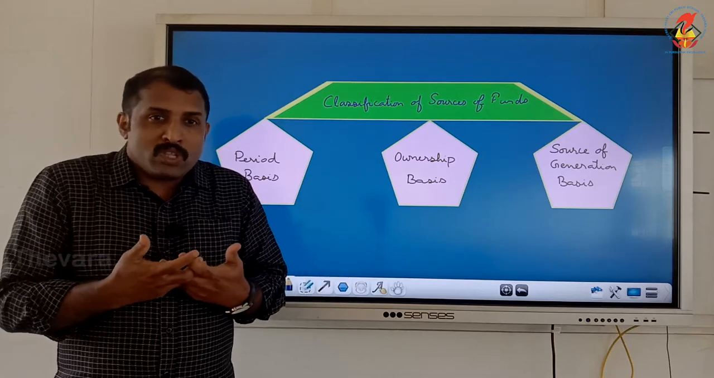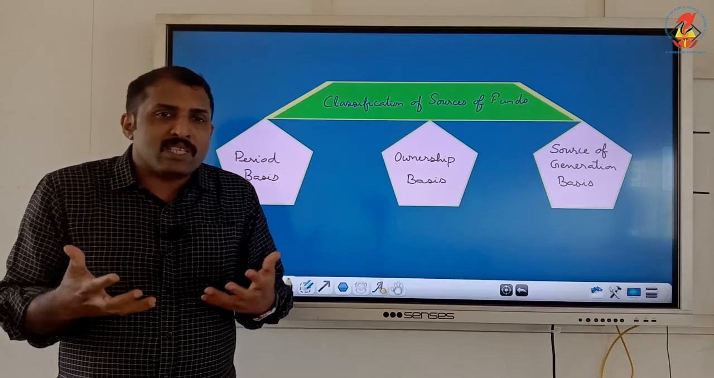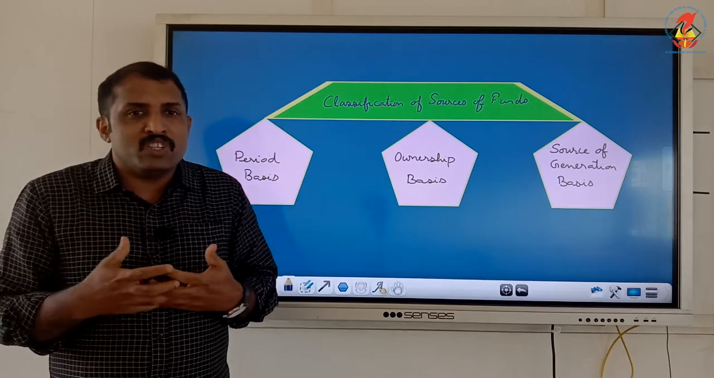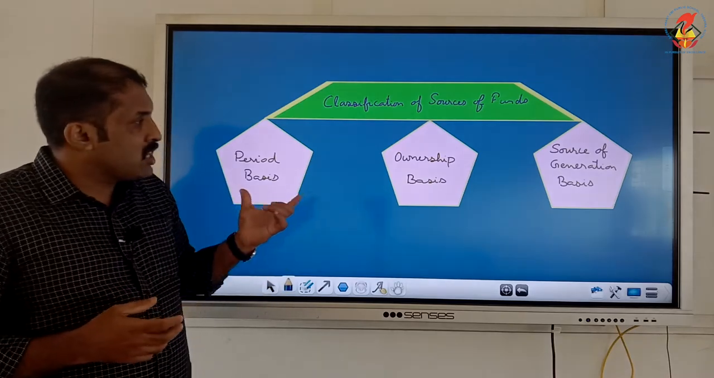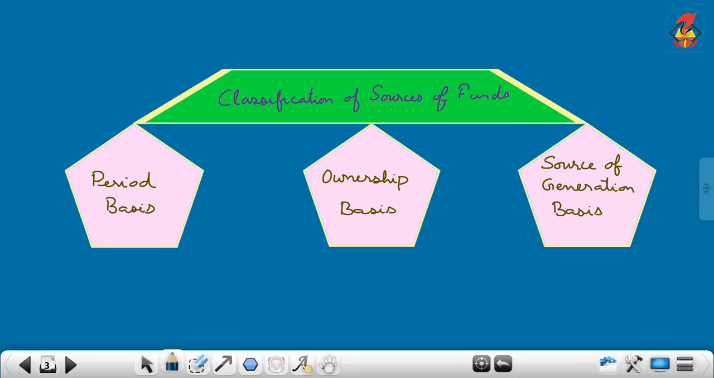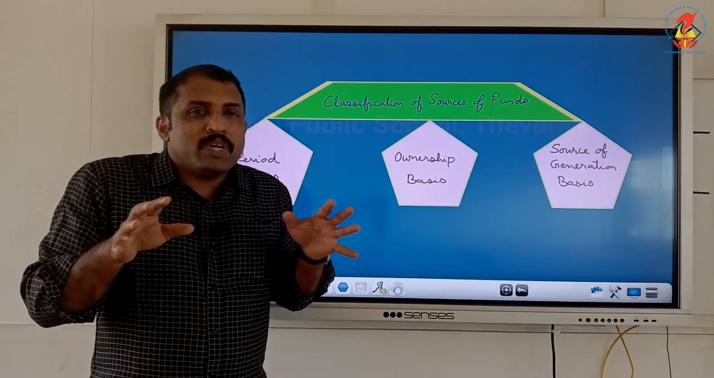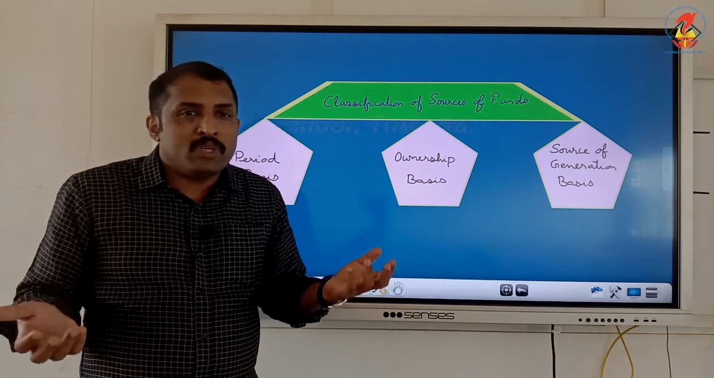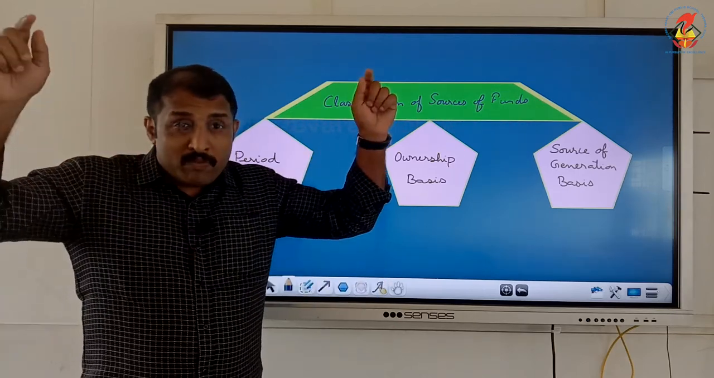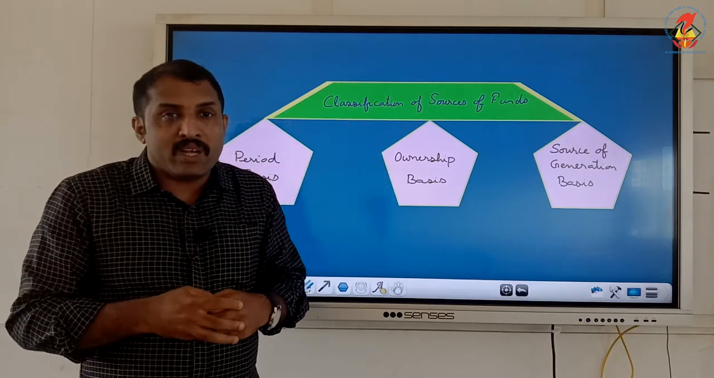The sources, there are different sources and they can be classified on various criteria, but we are considering only three criteria. The sources of fund can be classified on the basis of time period, on the basis of ownership, and on the basis of source of generation. So, these are the three bases which we can adopt to classify the sources of fund from where we are getting.